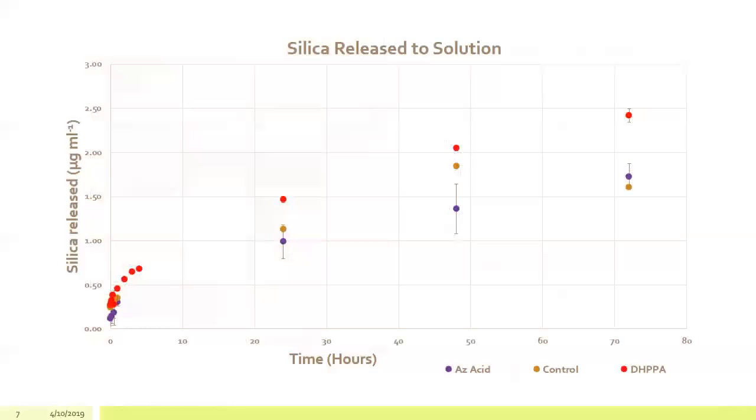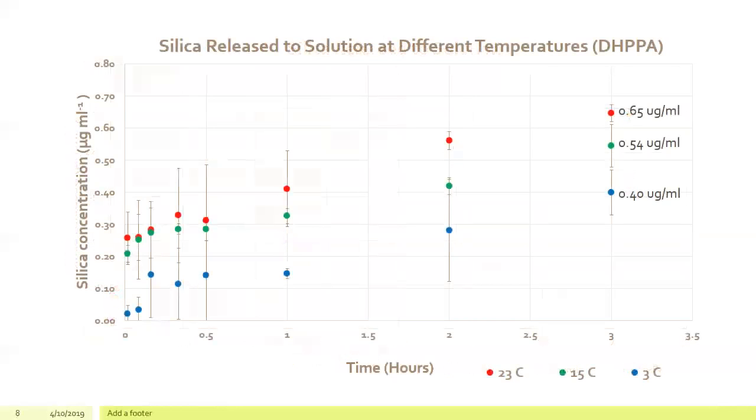We haven't really fit it to any models like first order reaction, second order. We have to do a little bit more work on that to get a few more functions out. But we did do silica release over time at different temperatures. So we did 23 degrees, just like that room temperature I was talking about, 15 degrees and 3 degrees, real cold. We saw there was a greater release of silica at higher temperatures, and it was a temperature dependent reaction. The warmer the temperature, the more silica released.